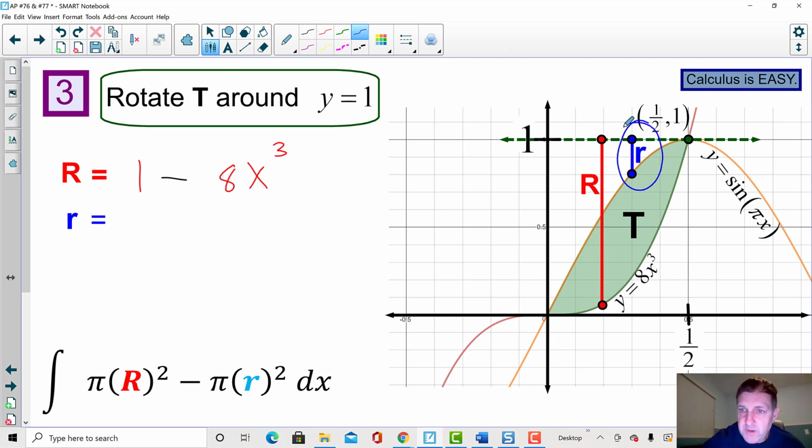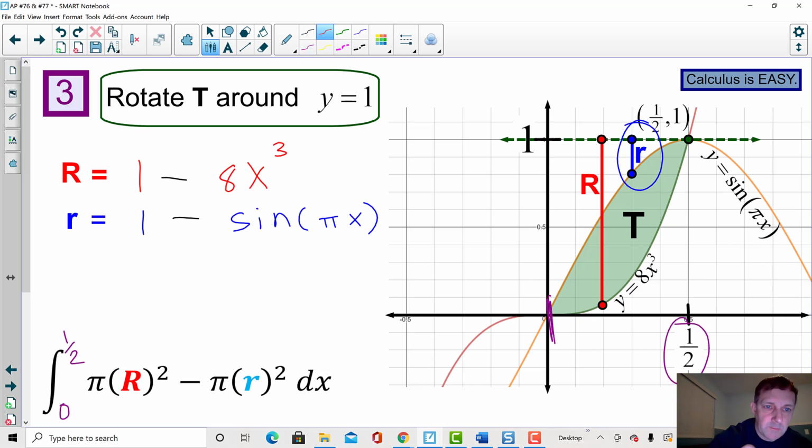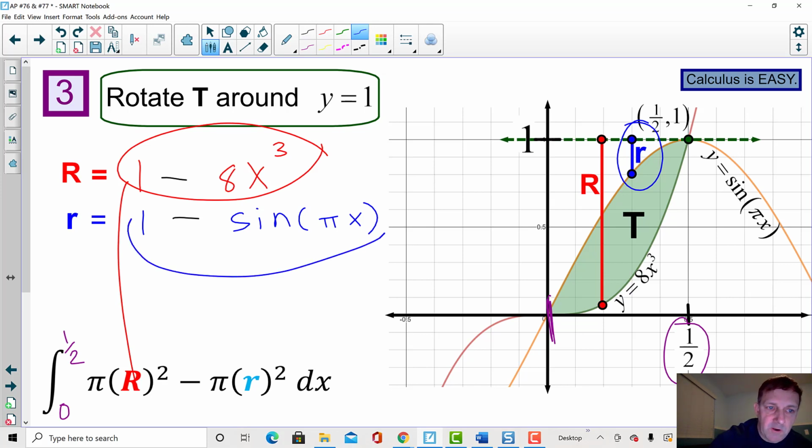Then we got to do our little radius. The little radius is going to be top minus bottom, so the top is 1, then we do minus, and then the bottom is that sine function. Okay, our integral does go from 0 to 1/2. Don't forget to plug in your big R, then we do minus, then we plug in our little r, and that'll be it. Let's have a look at number 4.